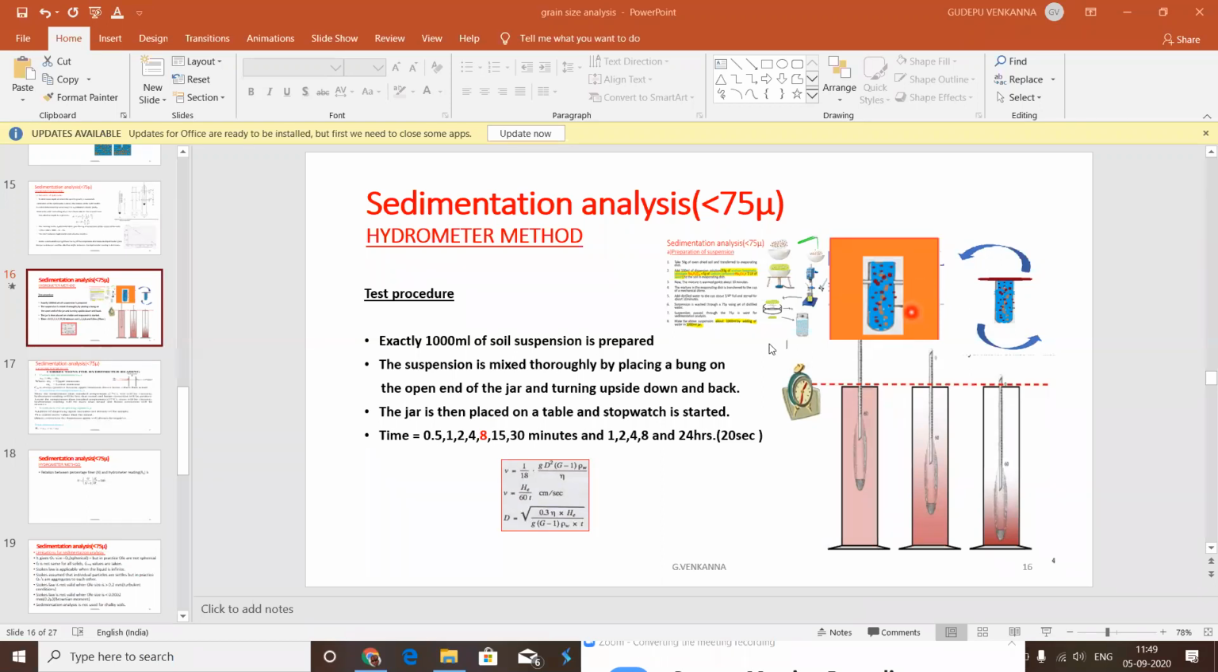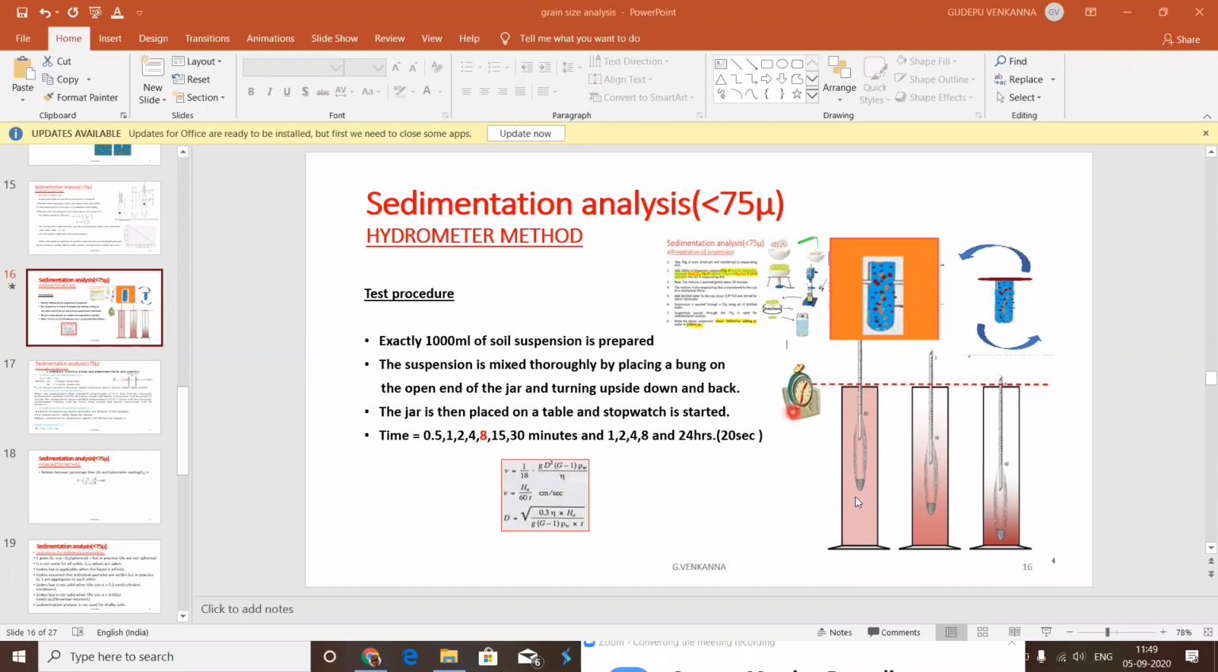Next, after reaching 27 degrees centigrade, we provide a rubber bung at the top of the jar and move the jar up and down. After this, the soil suspension automatically becomes a homogeneous suspension. Once this process is completed, we start the stopwatch at the beginning of the sedimentation, at time 0.